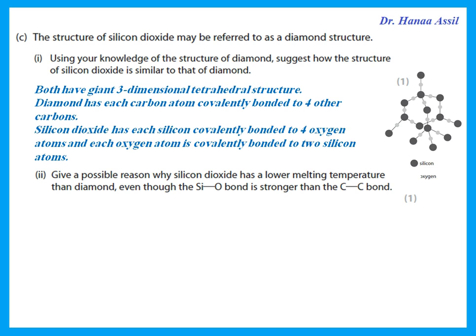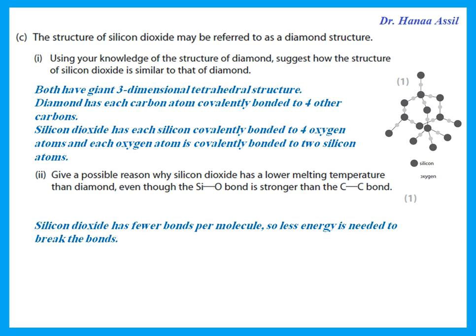Give a possible reason why silicon dioxide has lower melting point. If both of them are giant, and he's telling me that silicon dioxide has lower melting point than diamond, why do you think that? Because silicon dioxide would probably have fewer bonds per molecule, so less energy is needed to break the bonds. That would be why it has lower melting point.